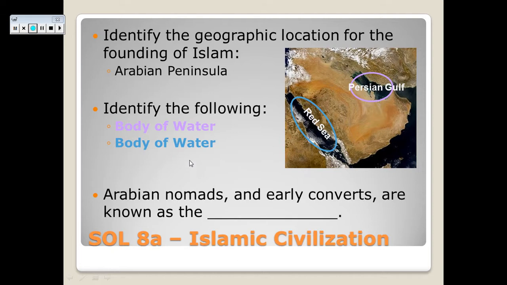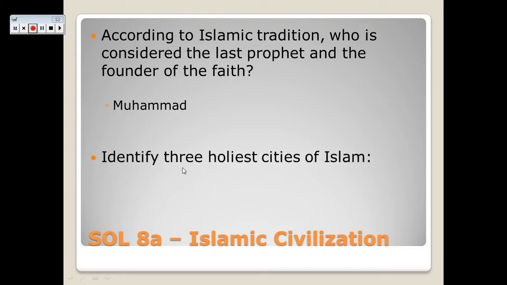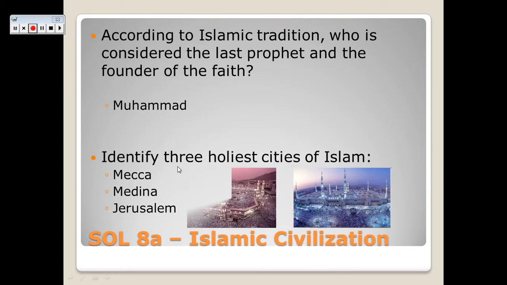Arabian nomads and early converts are going to be known as Bedouins. According to Islamic tradition, who is considered the last prophet of the one true God and the founder of the faith of Islam? And that is Muhammad. The three holiest cities of Islam are Mecca, Medina, and Jerusalem.